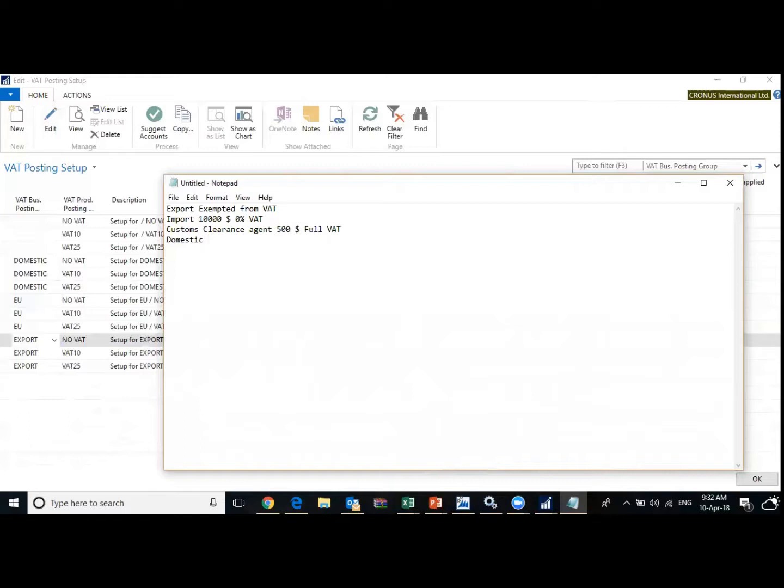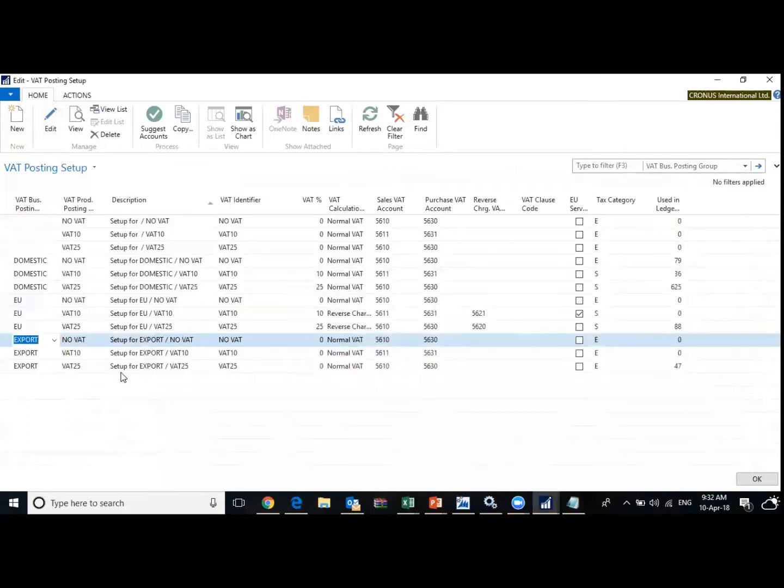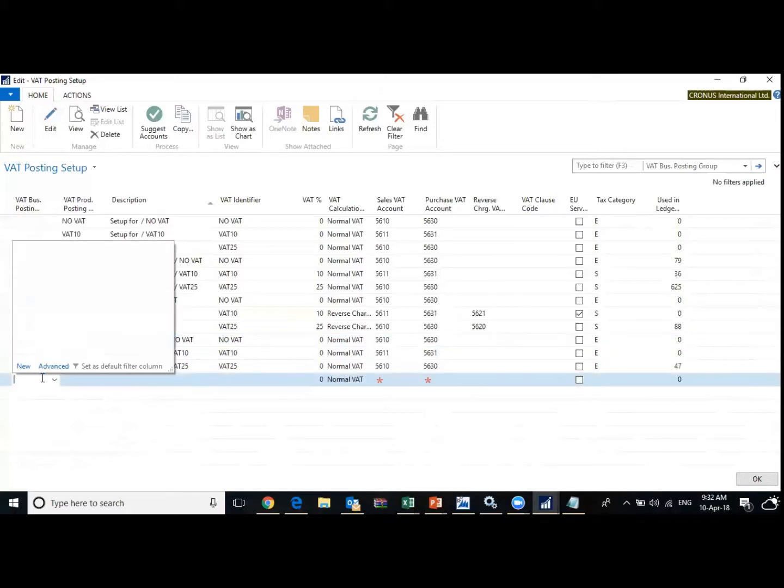Domestic is also the same thing. You have your VAT percentage. Maybe for example you have VAT 5%, and this is going to be calculated on your purchase and your sales. We're also going to discuss how you calculate that in a manual way, just to compare, but we're just going to quickly look at something which is very important.